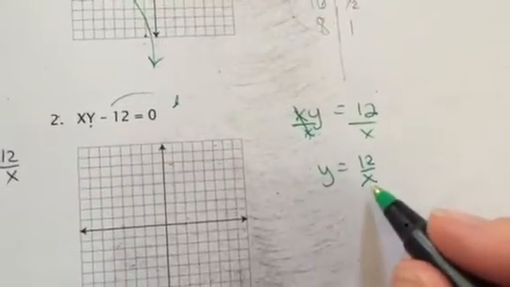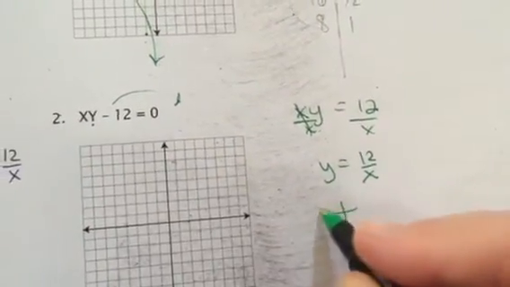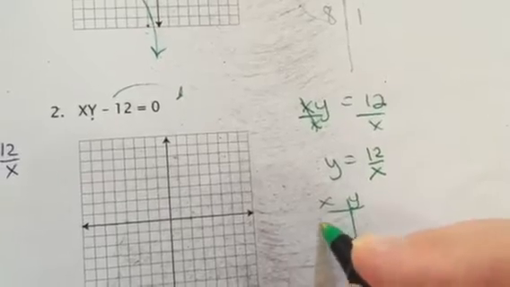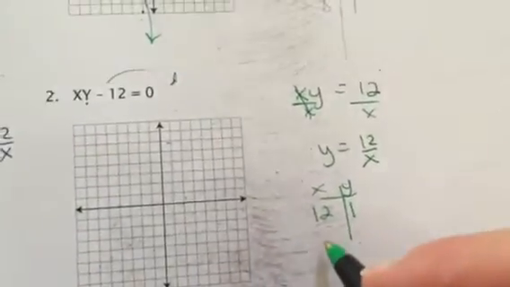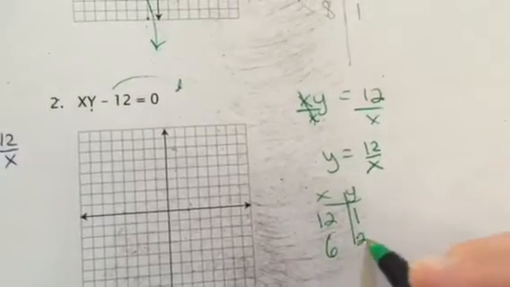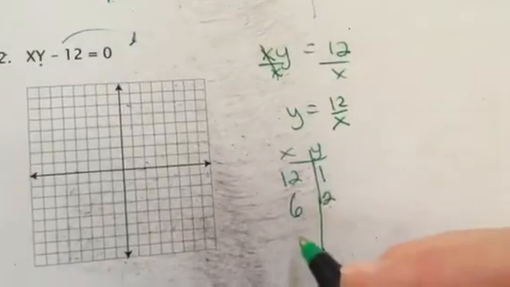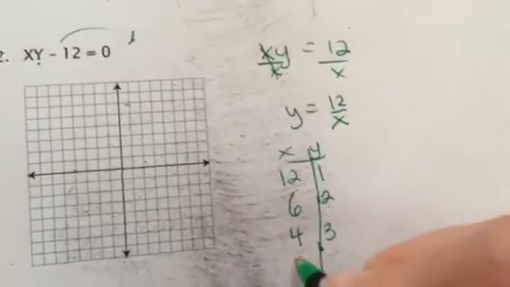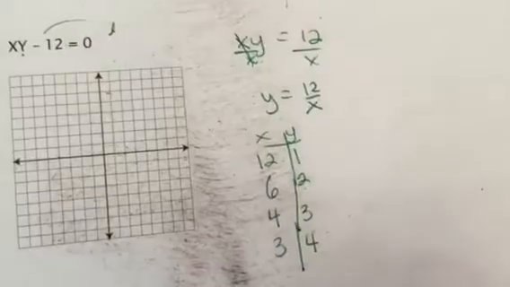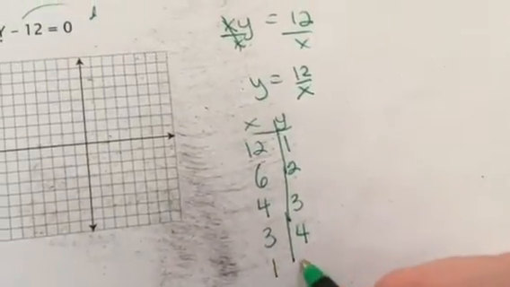You can't plug in 0, so just plug in a couple points. You know, obviously if you plug in 12, 12 over 12 is 1. You're going to have to kind of estimate where that's at. If you plug in 6, out pops 2. If you plug in 4, out comes 3. Plug in 3, out comes 4. That's probably enough. If you plug in 1, out comes 12. Okay, so that's what you've got.